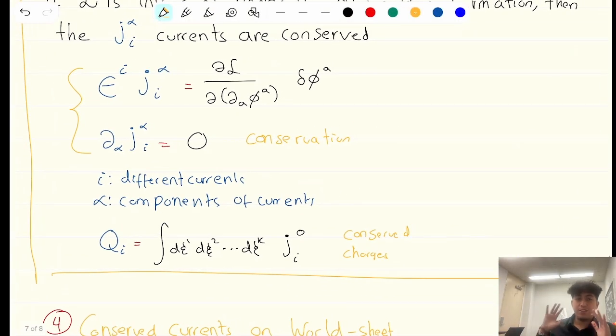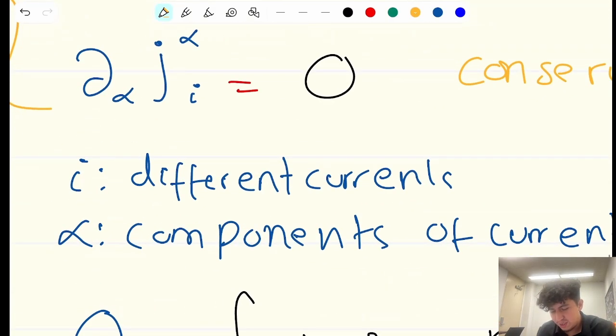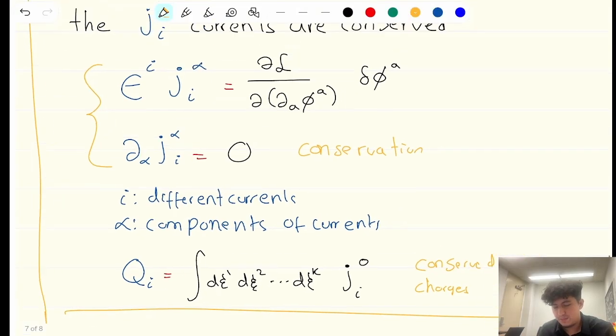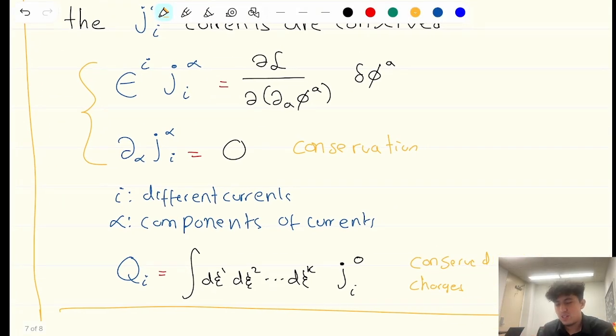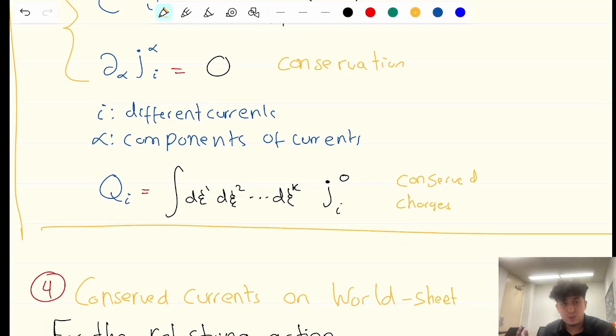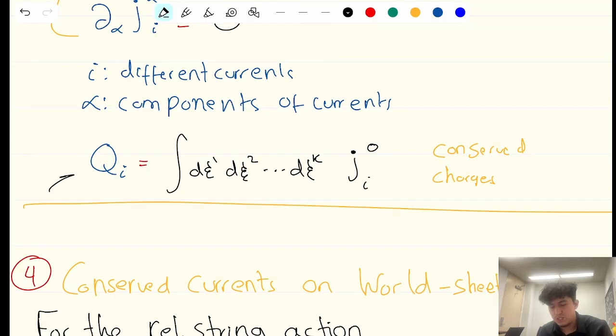Cool. And you see there's a bunch of indices already. So I is going to denote different currents here, and alpha is going to denote components of the currents, just to make sure there's a distinction. So I can be however many currents you have, 1, 2, 3, and then components are, as always, 0, 1, 2, and 3, the 4-vector components. If you want to know the charge, then you just integrate over the 0 component of your currents. So that's going to be your charges.